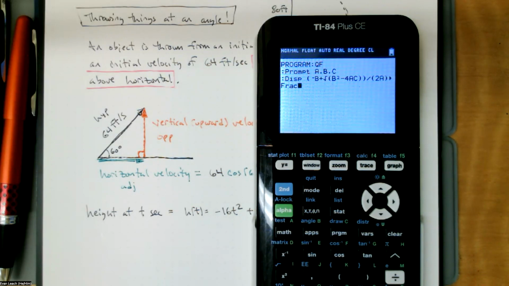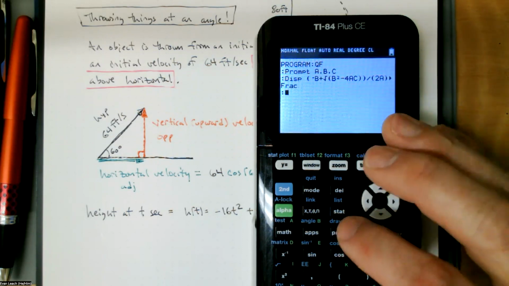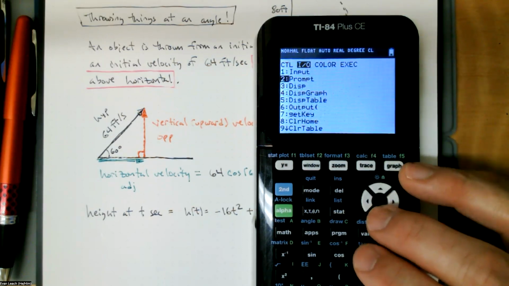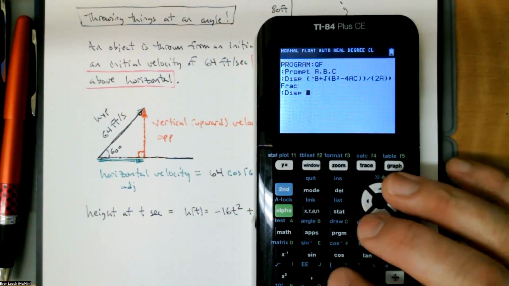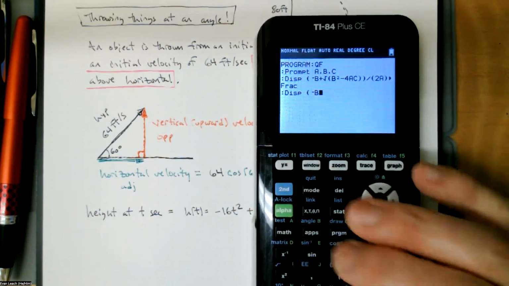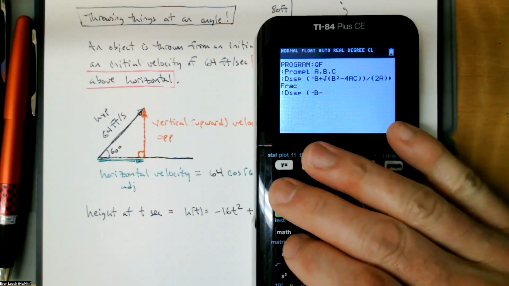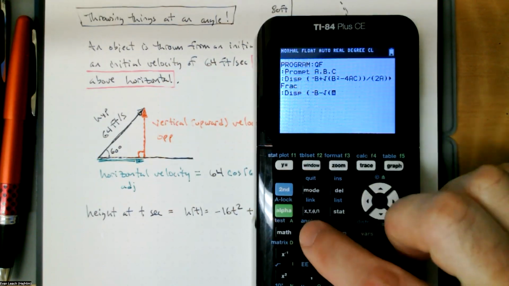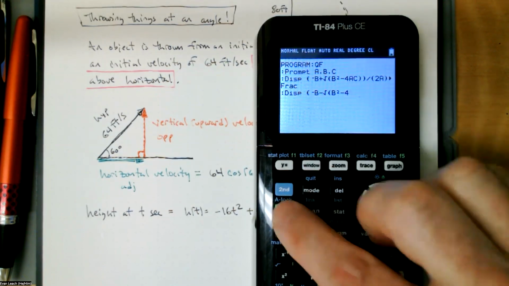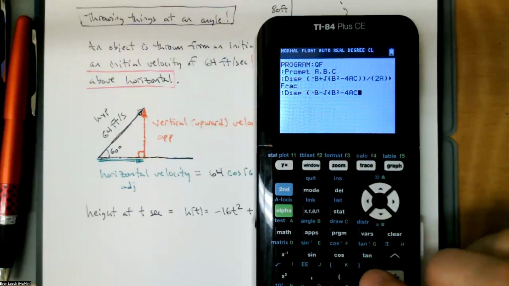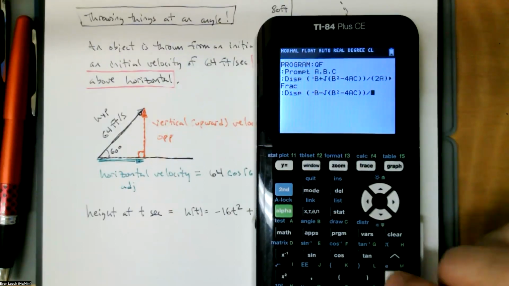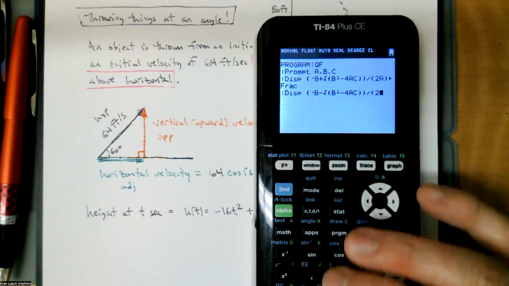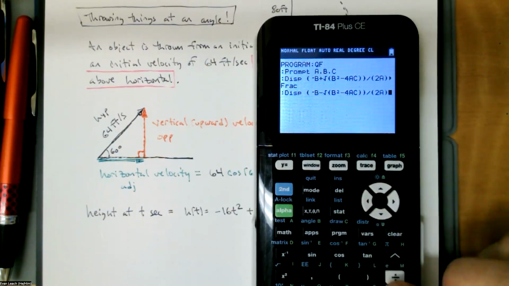That's the negative b plus the square root. I also need to be able to do negative b minus the square root. So I'll hit enter for a new line and display negative b minus the square root of b squared minus 4ac. Close the radical, close the numerator, and divide by, open the denominator, 2a. Close the denominator, and if possible, convert that to a fraction.